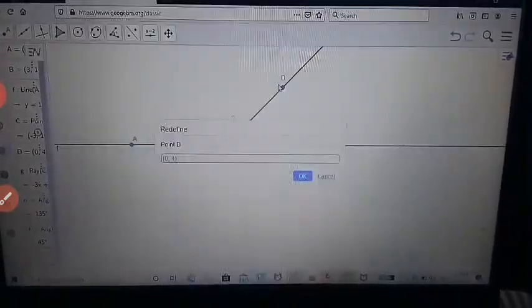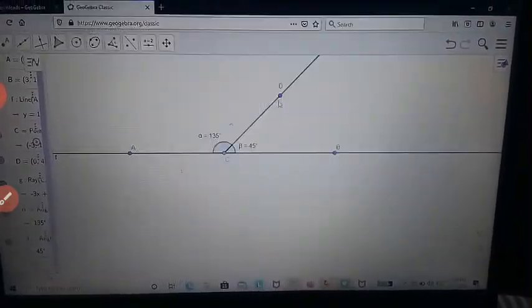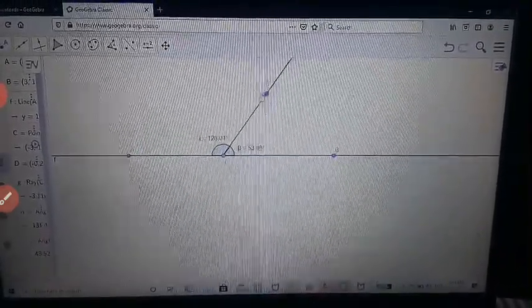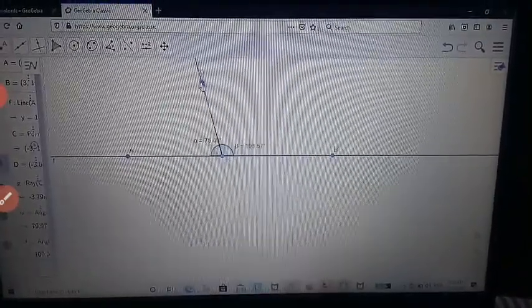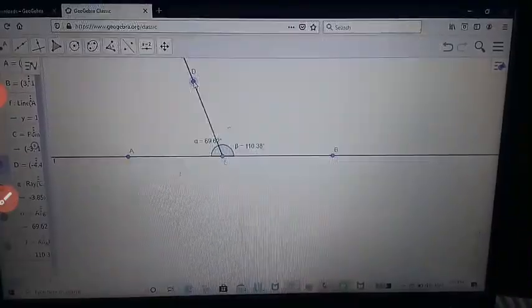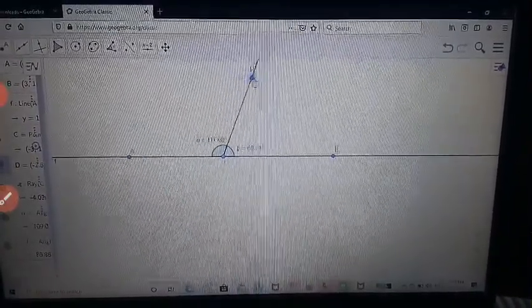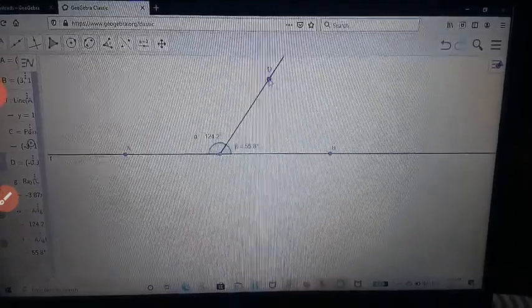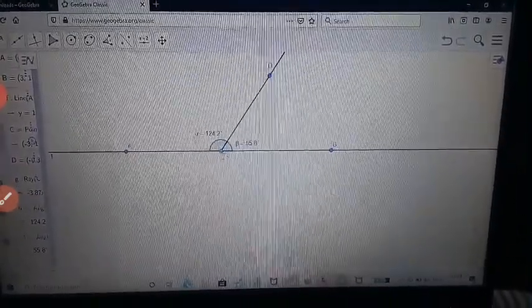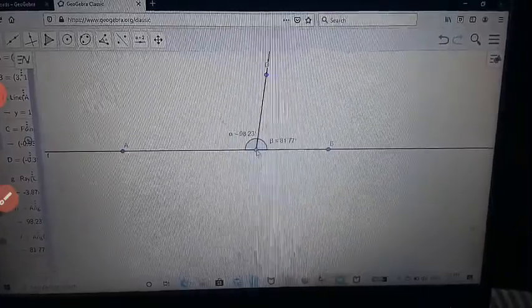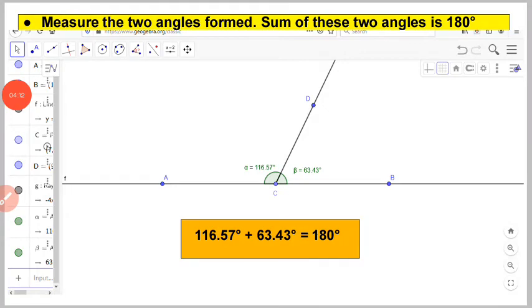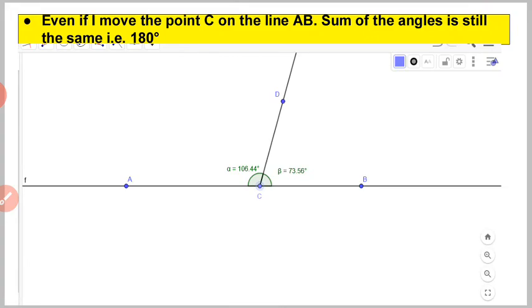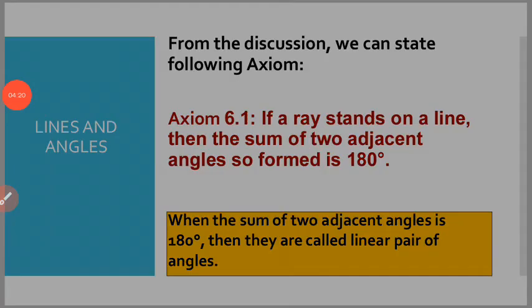Let us validate this result by checking some other angles. Wherever we move the ray or the vertex C, we are always getting a pair of angles whose sum is 180 degrees. So from this we can state the following axiom.